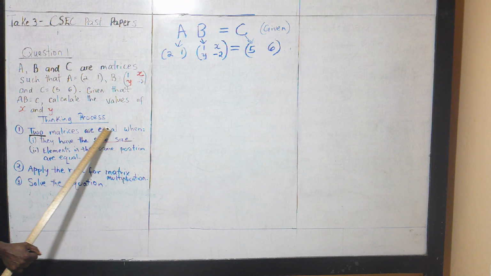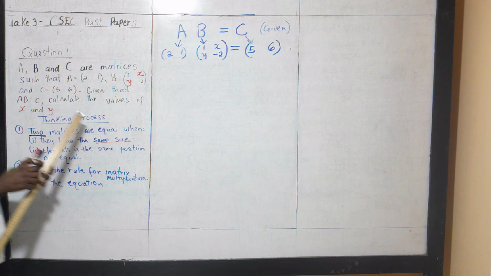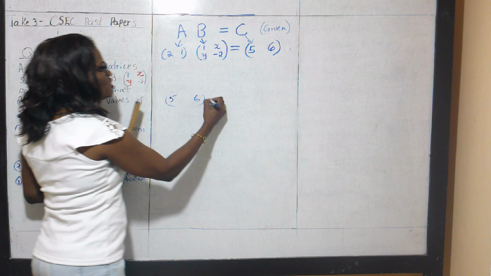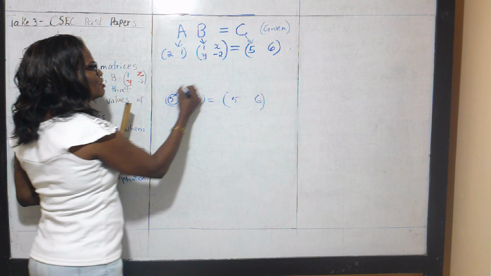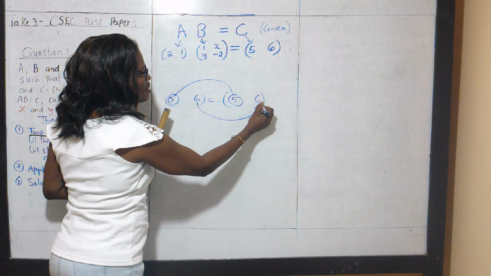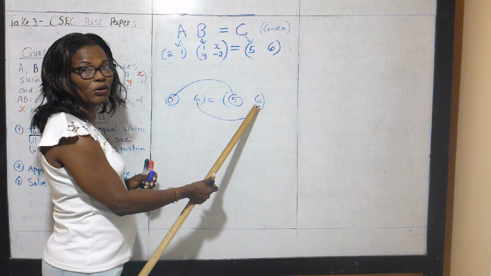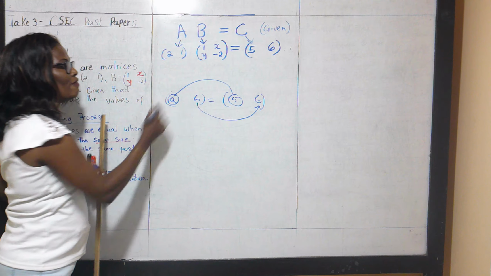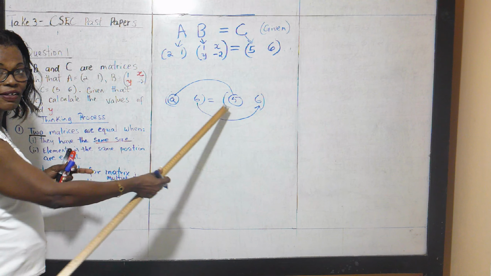Two matrices are equal when they have the same size. So if I have a matrix 5, 6, it must be equal to this matrix 5, 6 because the elements are in the same position, 5 with 5 and 6 with 6. So this number has to be 6 and no other number for it to be equal. So if this is A, then we know that the value of A is 5. We can replace A with 5.